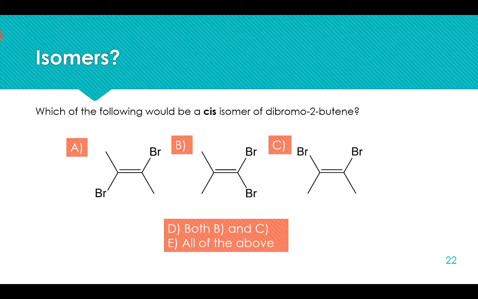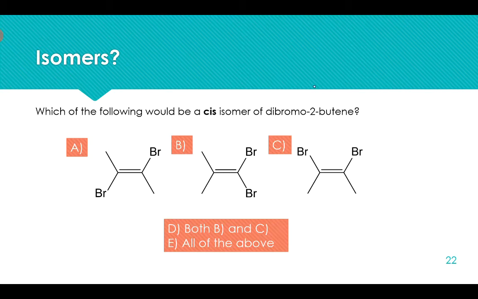So which of these would be the cis isomer of dibromo-2-butene? Go ahead and pause the video and try to decide which one is the cis isomer.